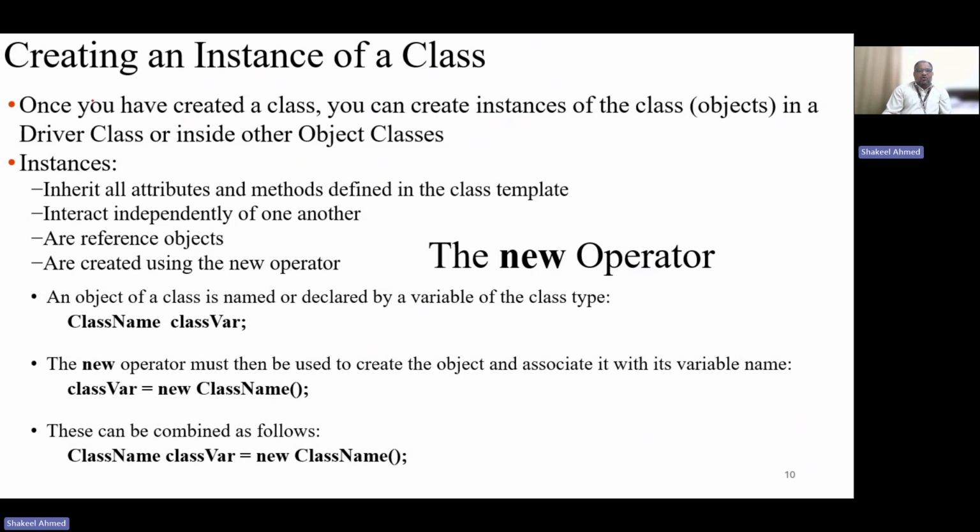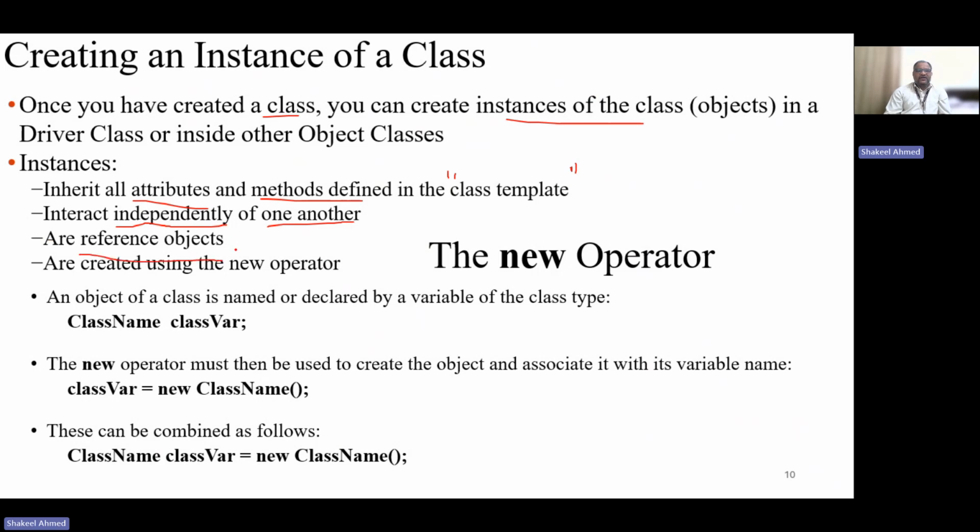So this is the previous one. How do you create an instance of a class? As I mentioned, once you have created a class, you can create an instance of an object. Instances inherit all the attributes and methods that you have defined in the class template. Everything will come to an object, so you can interact with each independently of one another. You can change the values and modify whatever you want for every object. And you have some reference objects.